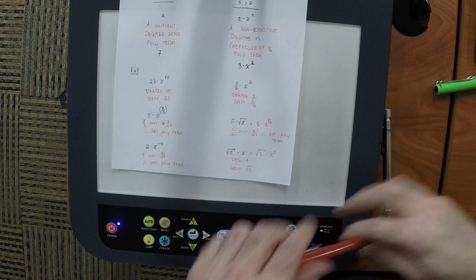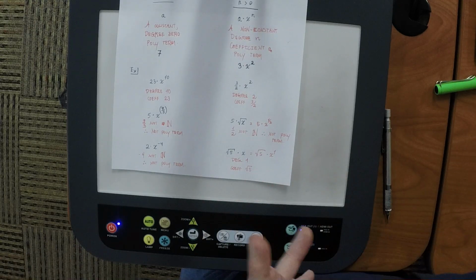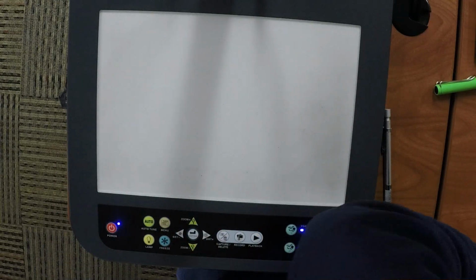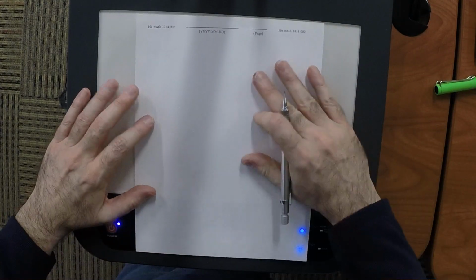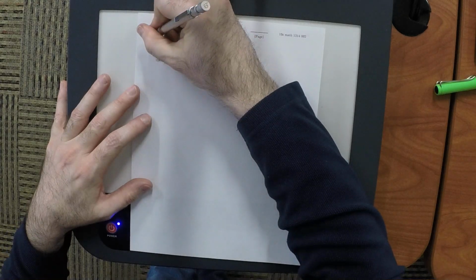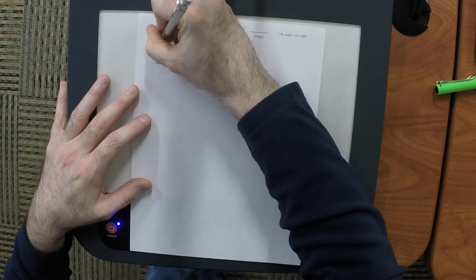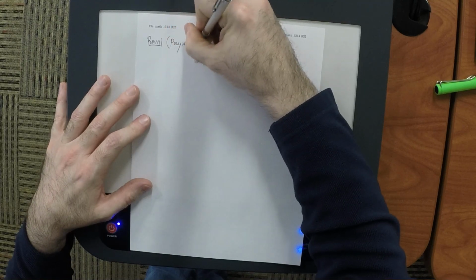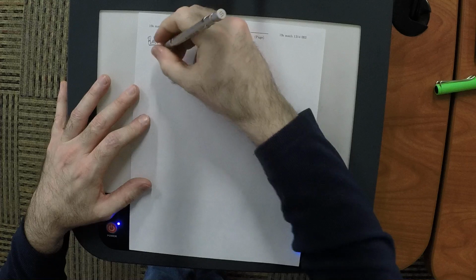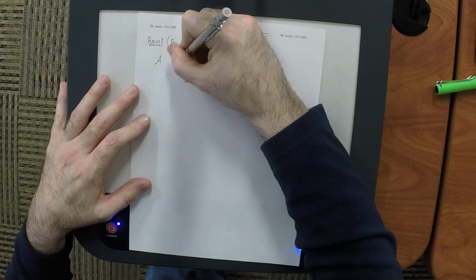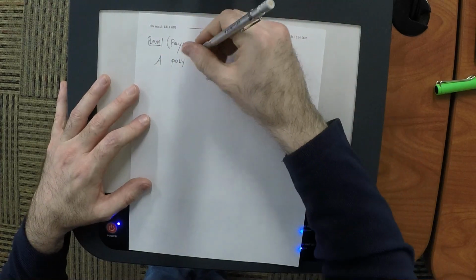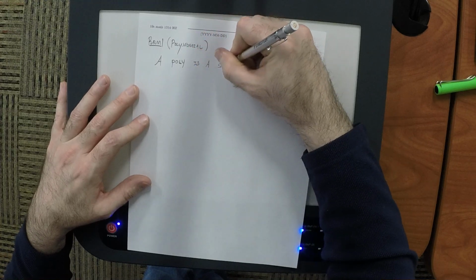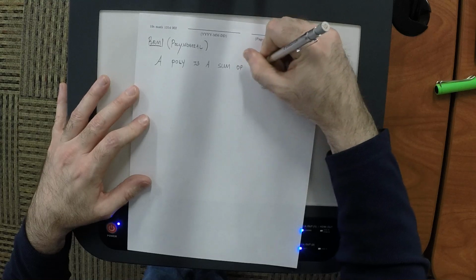So now that I've told you what an individual polynomial term is, now I can tell you what a polynomial is. So a polynomial, and I'll just write that as poly, a polynomial is a sum of polynomial terms.